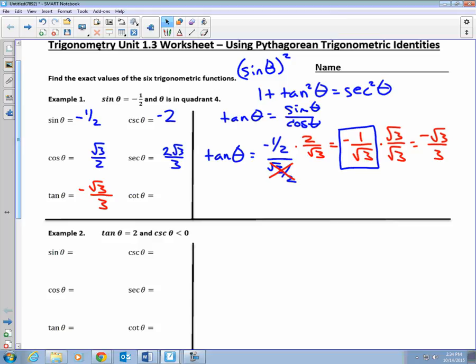Now I'm going to show you a trick that's going to save you time because these problems could take a long time. Negative root of 3 over 3. If I wanted cotangent, what would I have to do with this? I would have to flip it, right? I don't want to flip that. I want to flip this one.